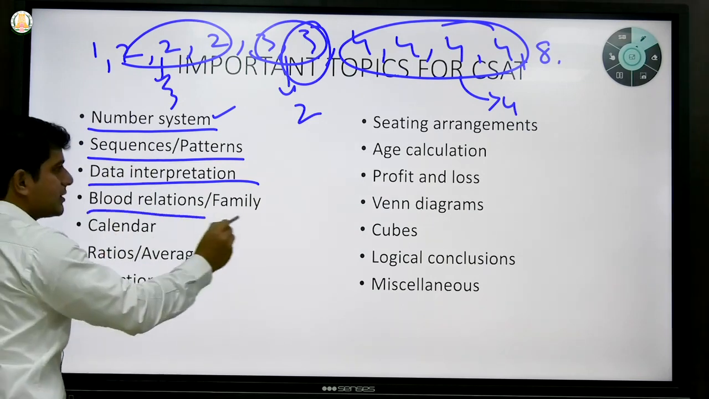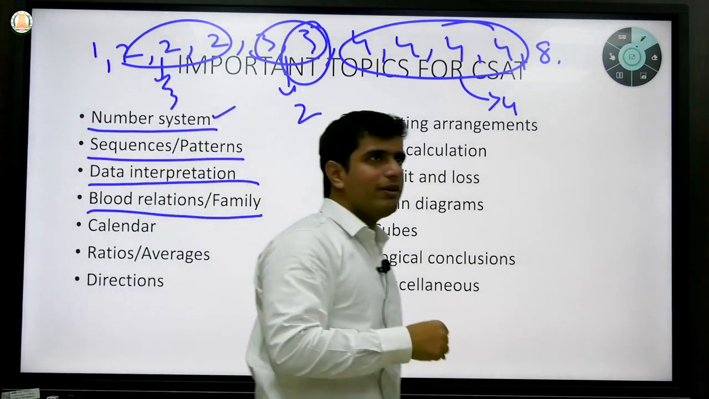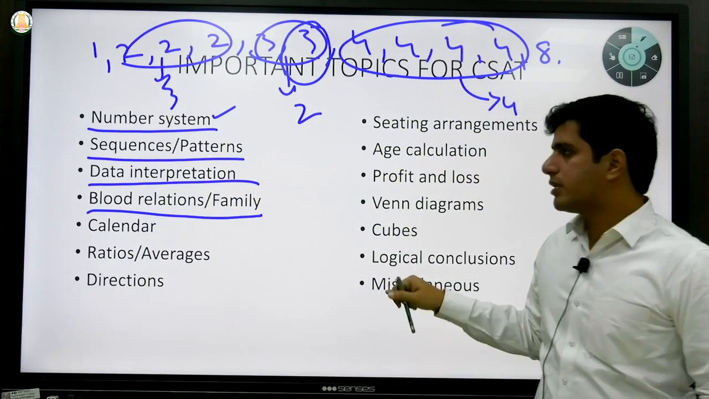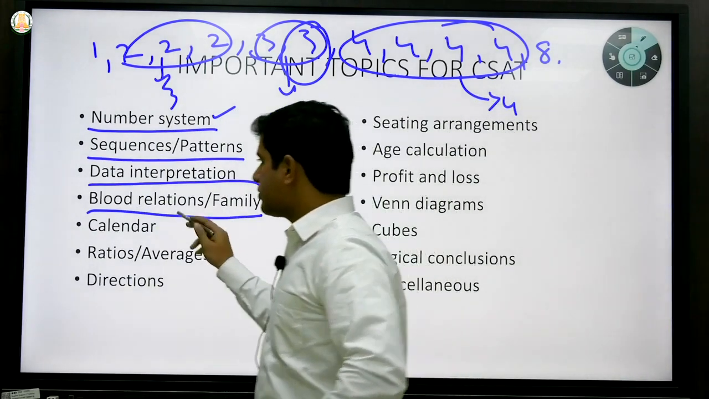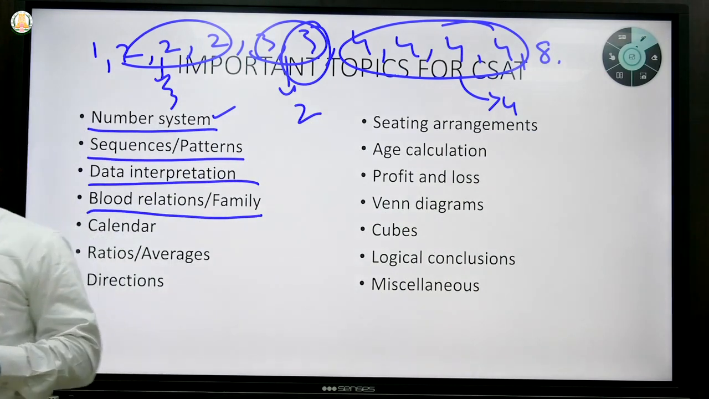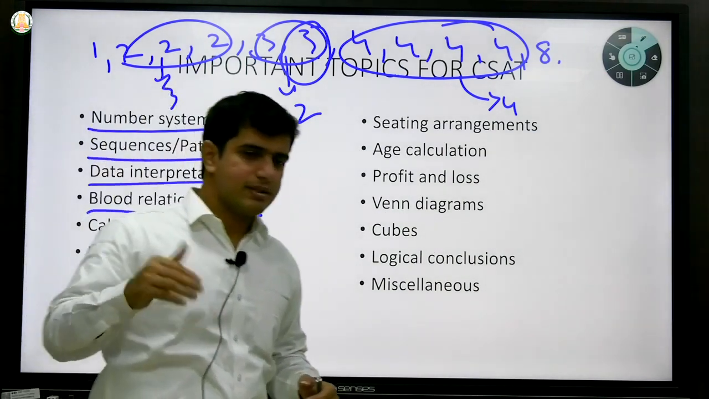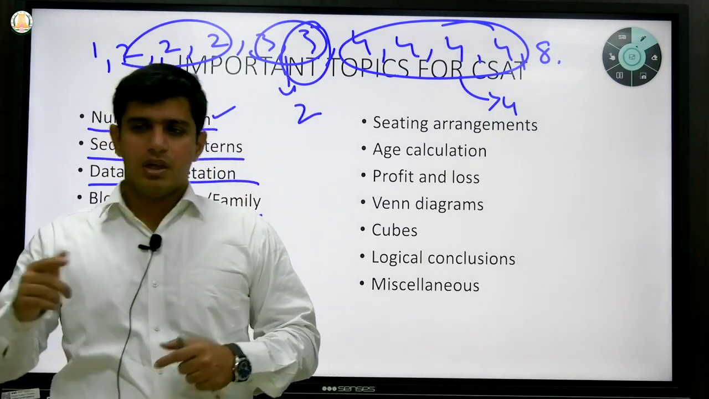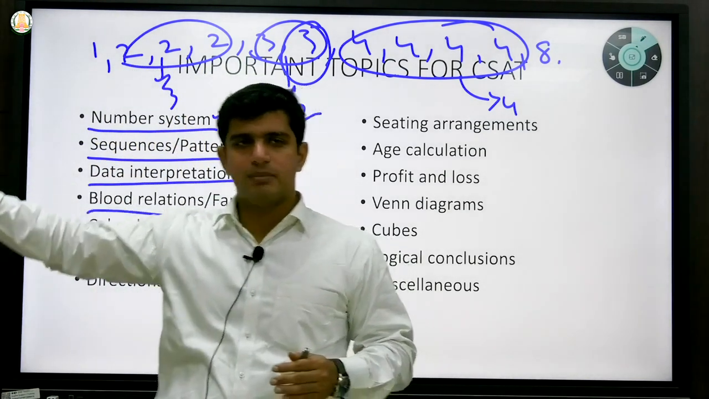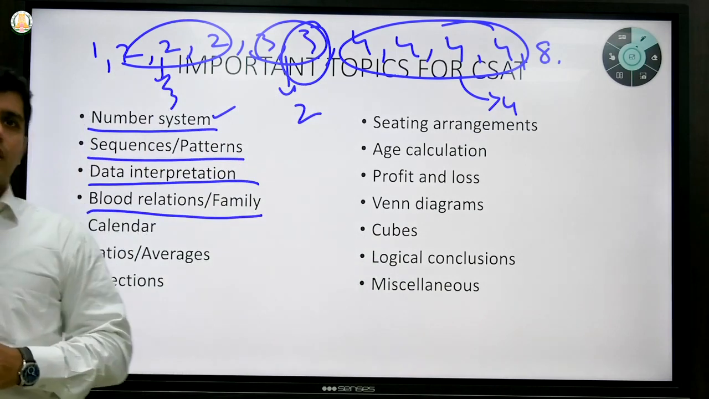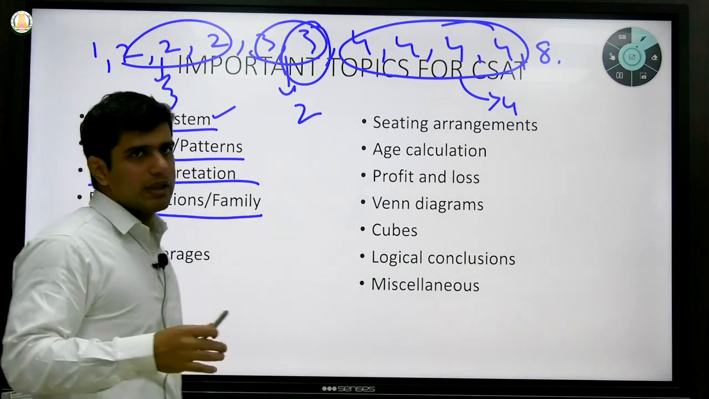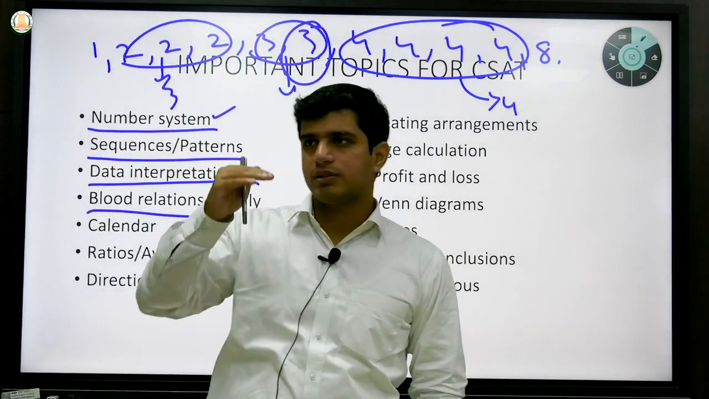Next is blood relations and family. In 2021, we haven't seen any such question, but there is one question in CSAT 2020. They'll say X is father of Y, then Y is son of someone else, then the son of Z, then Z is son-in-law of someone. They'll ask you what is the relation between X and W, something like that. Most people are aware of this, because we are aware of our blood relations and how it works generation-wise.